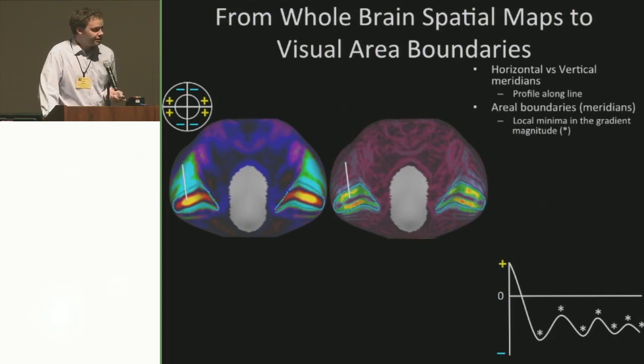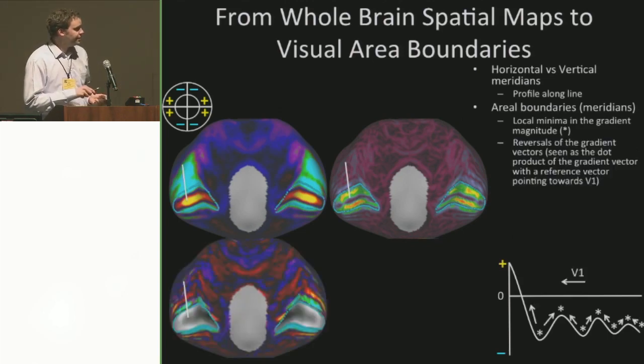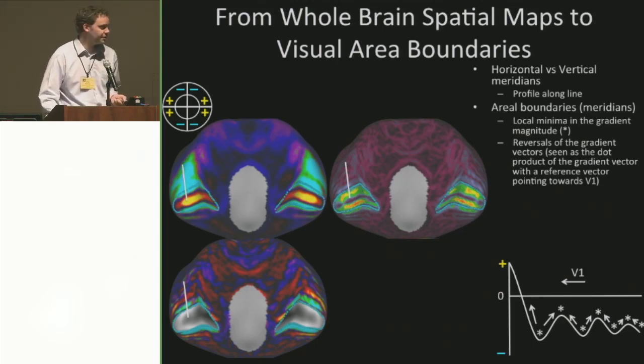So we can take the gradient of this map here, and now we're going to focus on where the polar angle reverses, which is basically minima in this gradient instead of maxima. So we can see a variety of these minima as we move up this way, and are indicated on the graph by the stars. And if we want to actually get a measure that's going to be the same within the cortical areas, we can focus not on the gradient magnitude, but on the vector. So basically, the vector is either going to be pointing towards V1 or away from V1, and it's going to reverse at the areal boundary.